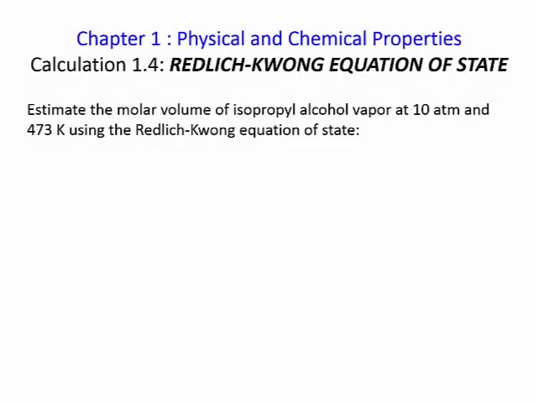Calculation 4 in Chapter 1: Redlich-Kwong equation of state. Estimate the molar volume of isopropyl alcohol vapor at 10 atmosphere and 473 Kelvin using the Redlich-Kwong equation of state.